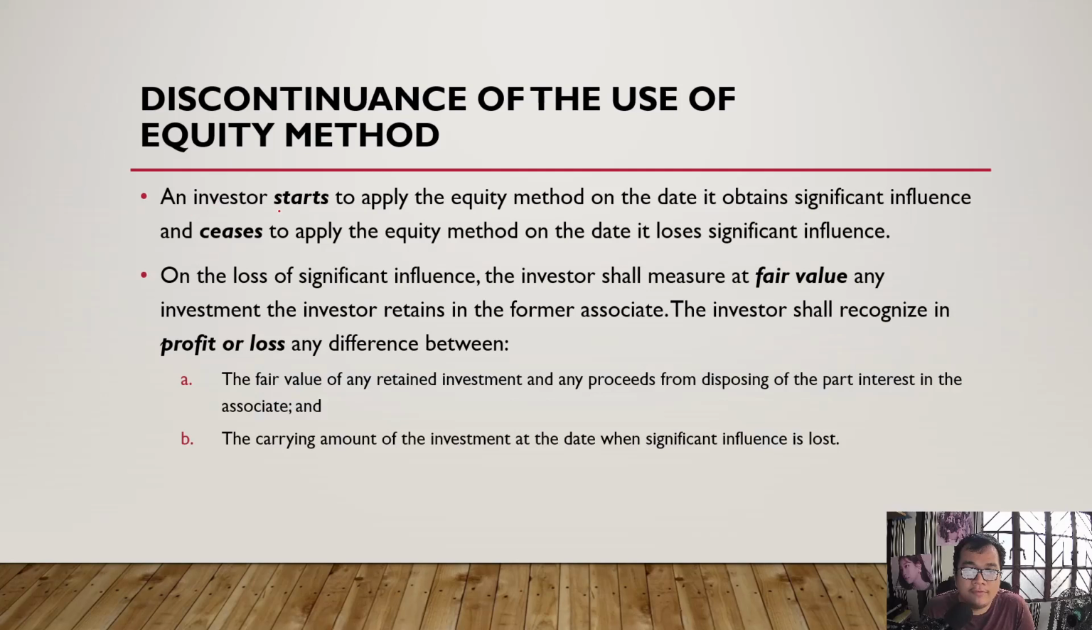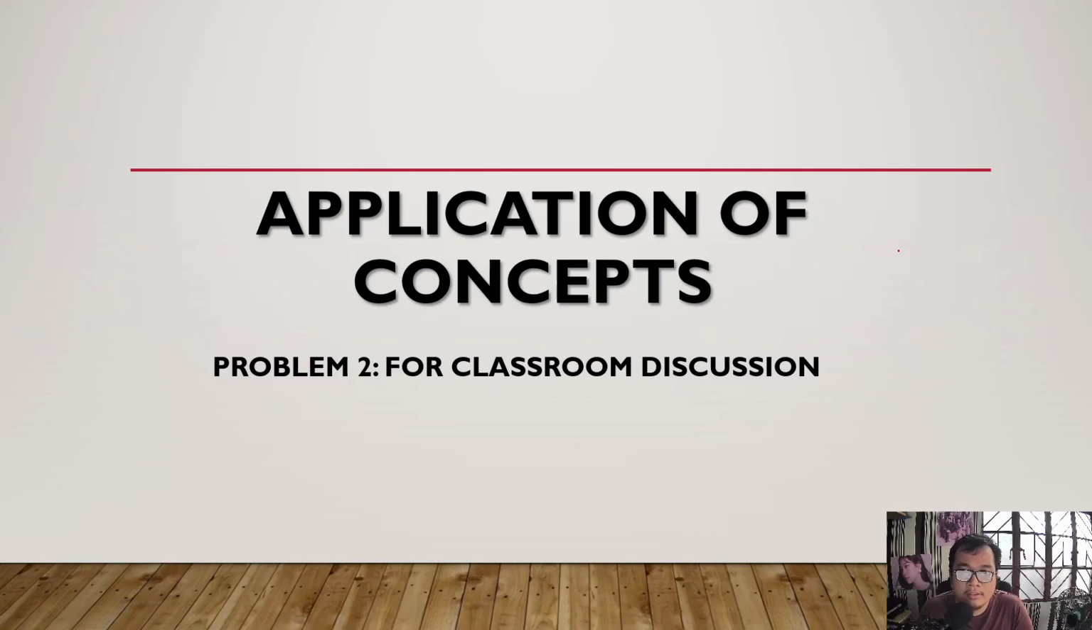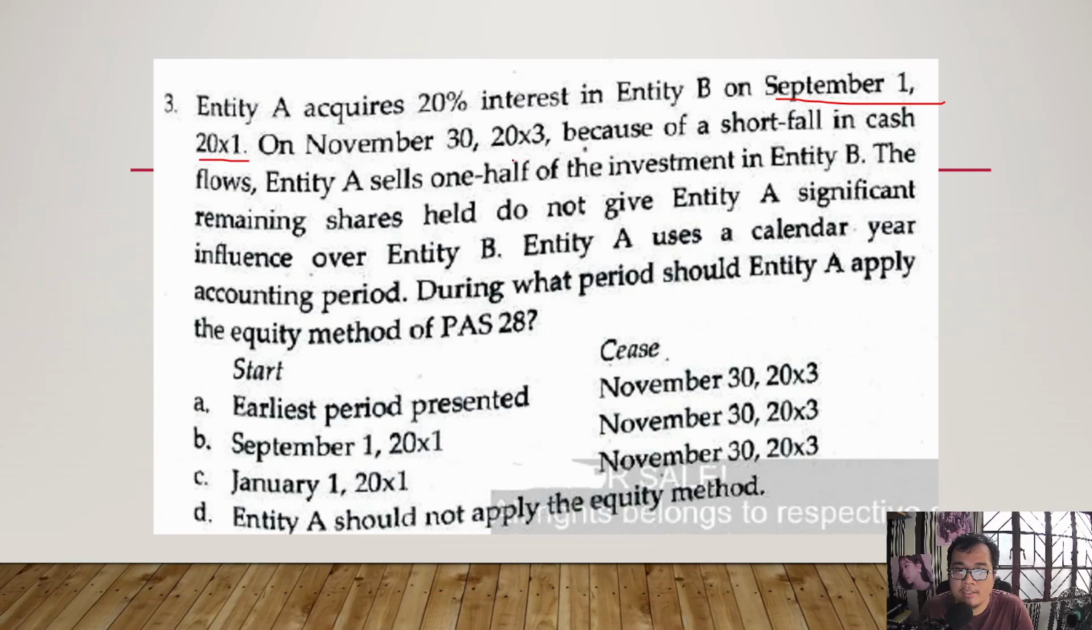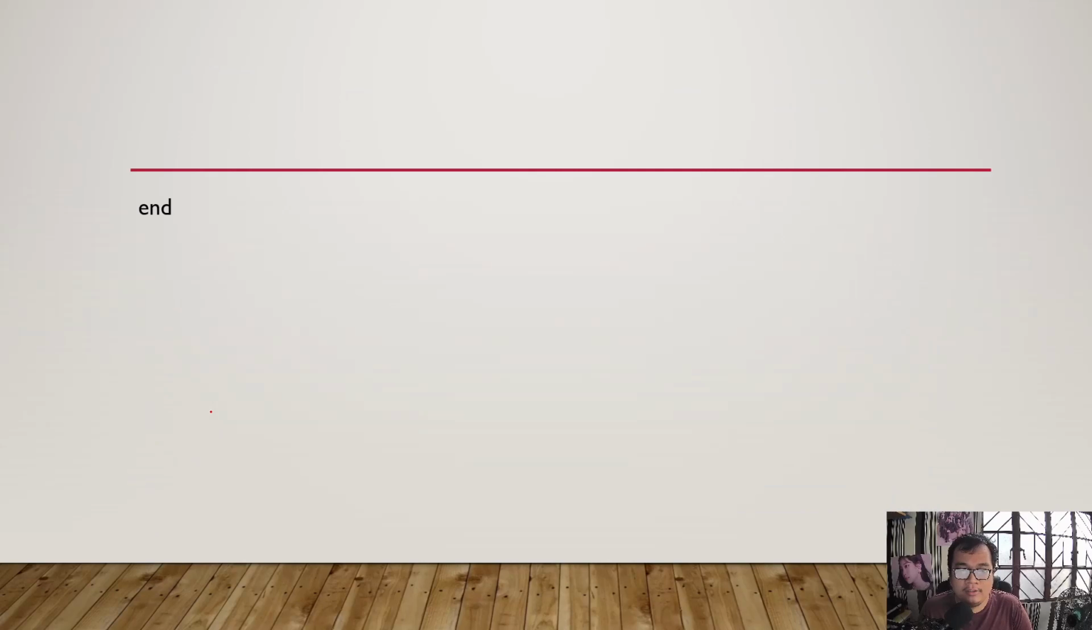Investor starts to apply equity method on the date it obtains significant influence and ceases to apply the equity method on the date that it loses such significant influence. So, walang pakialam yan kung calendar or fiscal year. So, in this case, September 1, na-obtain yung significant influence. Then, nung November 30, nagbenta siya. Binenta niya yung one half. So, that's the date that the significant influence ceases to be accounted for under equity method. So, that is letter B. So, yan lang si PAS 28. So, napakadali. I won't say na napakadali, pero madali siyang intindihin.